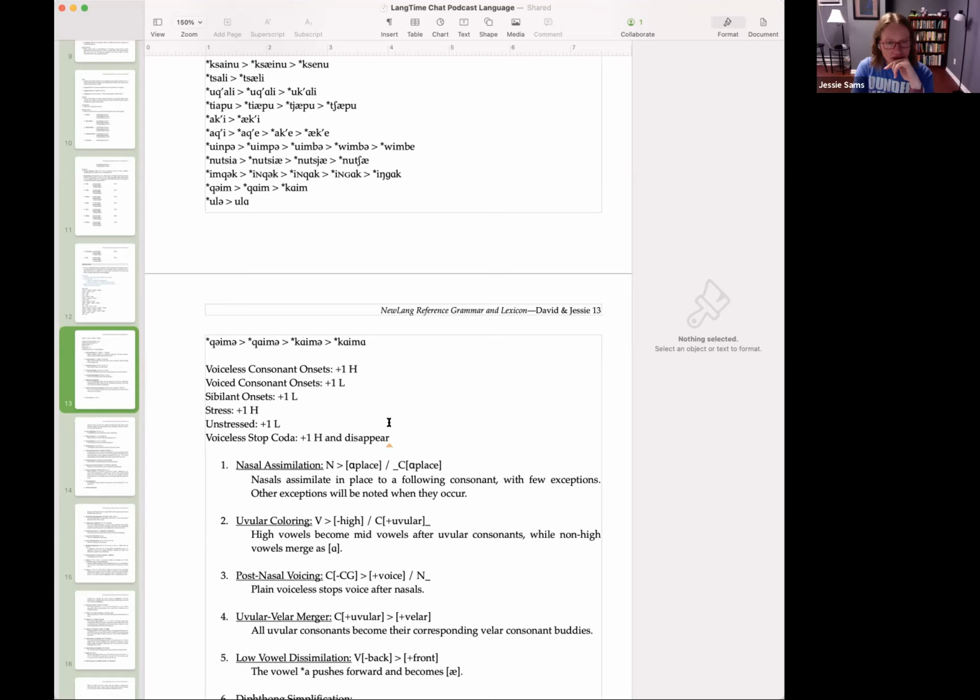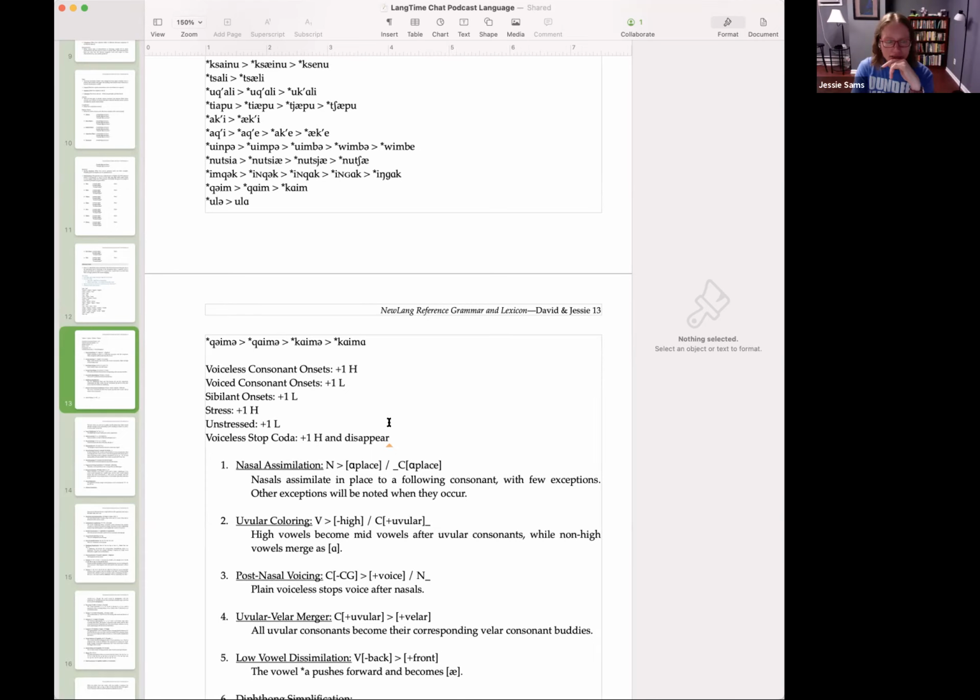Did we want to specifically have something for ejectives separate from voiceless consonants? Okay. No, basically that's what we determined with all the papers. We're like, nope, ejectives aren't going to be different. They're just going to leave high tone, just like the other voiceless consonants. So in terms of tone, tapu will be the same as tapu.